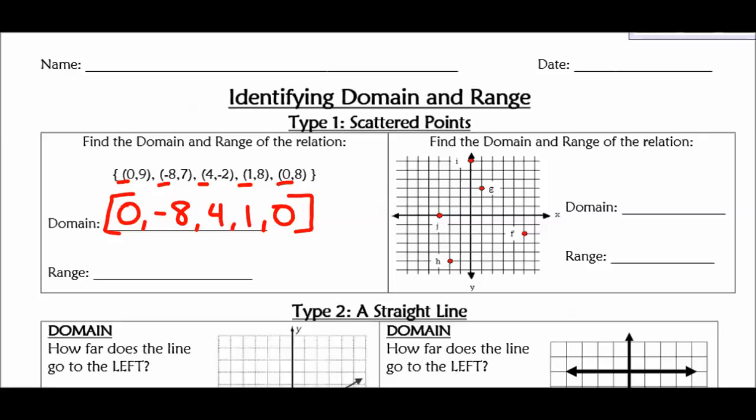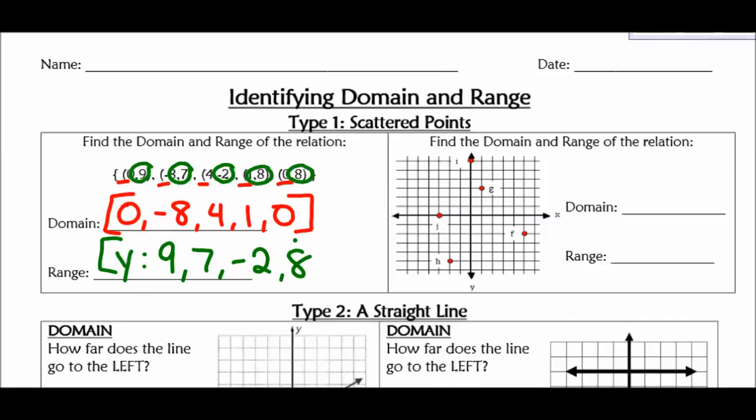The range is just the y value, so we're just going to list out the y coordinates for each of these ordered pairs. And I'm going to say this a little bit differently. It's saying the exact same thing, but I'm going to write it in set builder notation. So I'm going to say y basically is all of these points. It's 9, 7, -2, and 8.